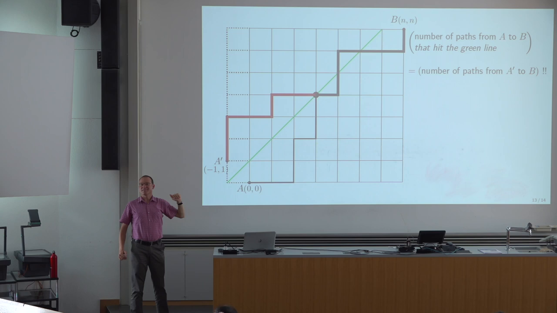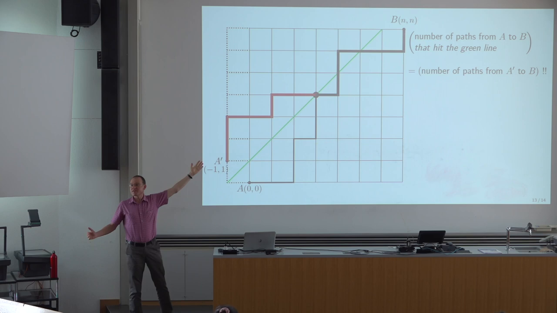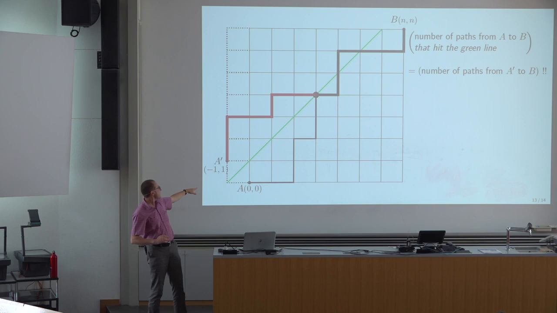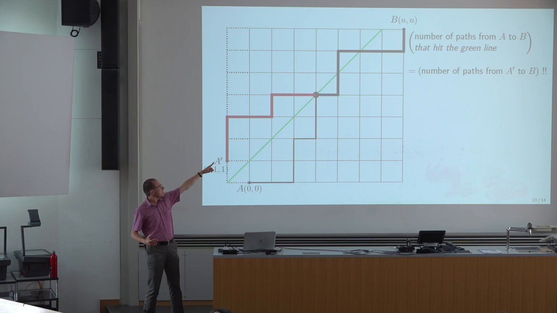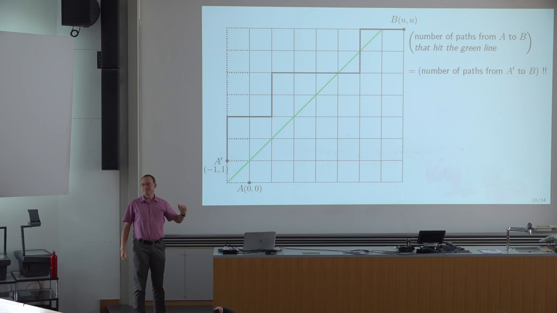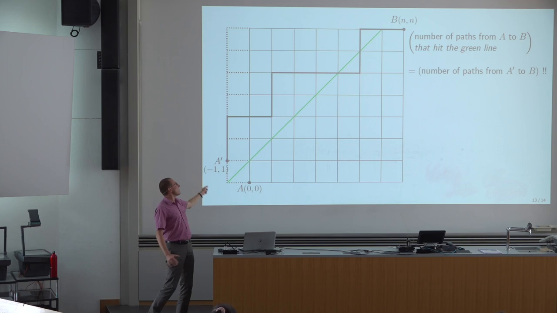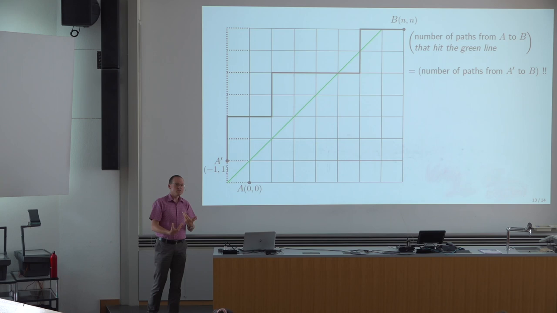Okay? Paths from A prime to B would be very easy to count. And instead of having this difficult condition that paths from A to B have to hit the green line, we replace it by paths from A prime to B. Why is it that every path from A prime to B corresponds to...? Let's look at a path from A prime to B. Just a path, nothing added as a qualification, just a random path from A prime to B. Why does it correspond to a path from A to B that hits the green line? How does it correspond? To which path from A to B hitting the green line does this one correspond? Yes?